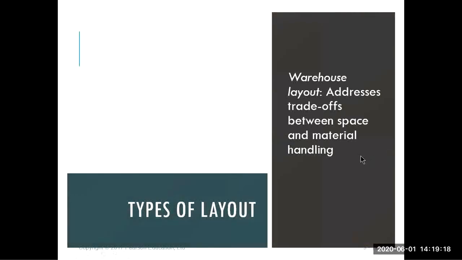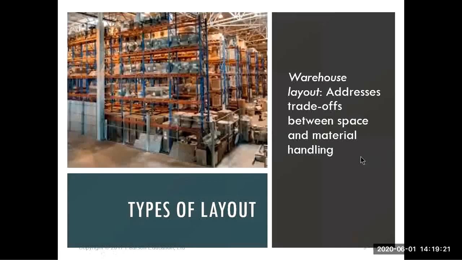So the next is warehouse layout. A warehouse keeps all the materials. The objective is to address the trade-off between space and material handling. They need to utilize their space and also decide how to handle the materials, because a warehouse is really big and spacious, with so many materials and so many different things. So how do you want to handle that? We will go into details later, but this is just brief for now.